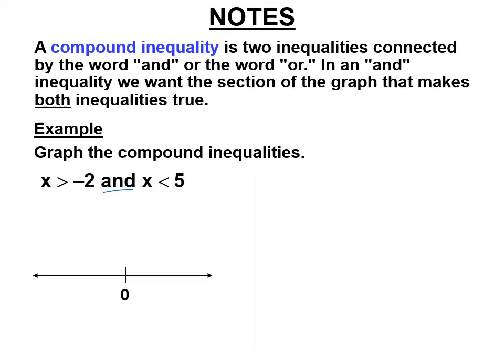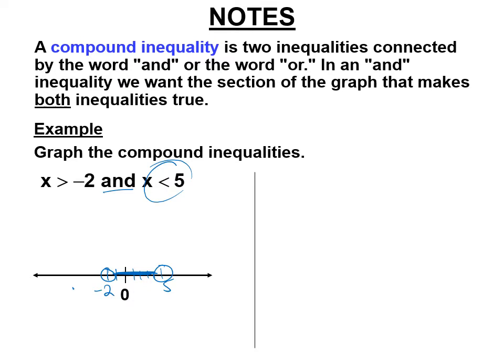So let's graph that. So we need a negative 2 and we need numbers greater than negative 2. So open circle on negative 2. And we need numbers that are less than 5. And so we need these numbers in between, right? It has to make both. The numbers over here are less than 5, but they're not greater than negative 2. And the numbers over here are greater than negative 2, but not less than 5. So the solution is the numbers in between negative 2 and 5.